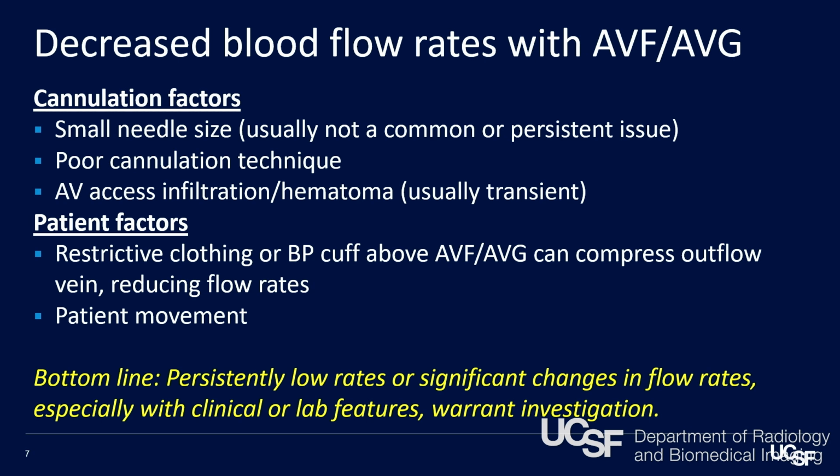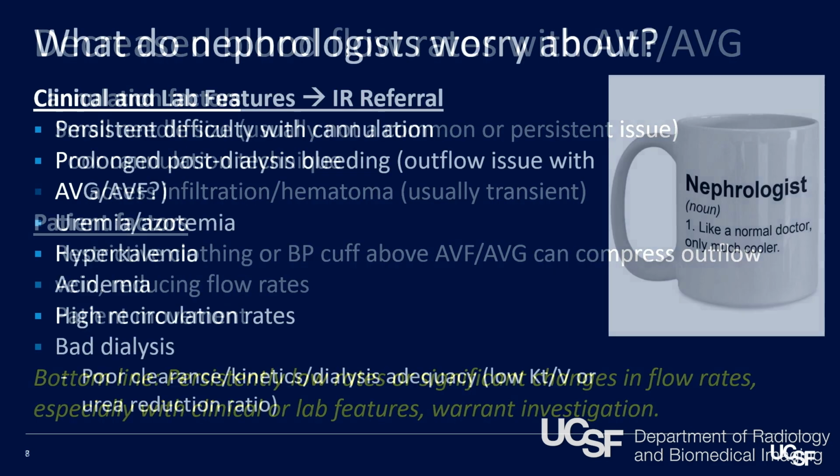And then in terms of patient factors, patient moving their arms, restrictive clothing, all this stuff can cause issues with the access flow or the blood flow, but it's not necessarily an issue with the access itself per se, okay? So we really shouldn't be calling you guys just because of decreased flow rates through the circuit, unless it's really associated with other features. If the patient's not doing well clinically, like uremia, azotemia, or lab findings that indicate that there's actually an underlying issue with the access itself, okay?